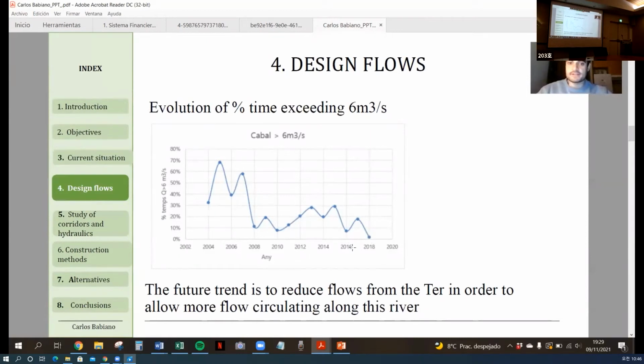So the future trend is to reduce flow from the tap in order to allow more flow circulating along the river. So now the government is interested that the river has to have more capacity itself and doesn't have to distribute that much to the people. You have to find new sources for that. So taking that into consideration, you have to find a new circular or a new pipe.